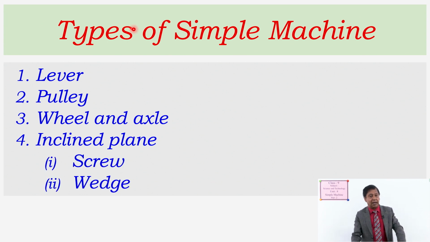Actually, somewhere it may be written that there are 6 types of simple machine, but the screw and wedge come under the inclined plane because they are modified versions of the inclined plane. Okay, after the recall of this, now I want to enter into pulley.